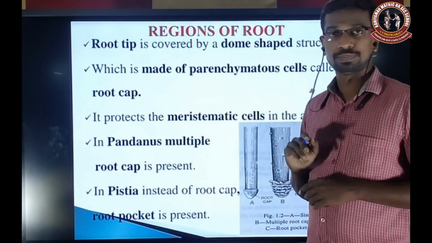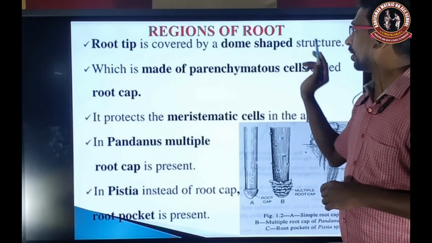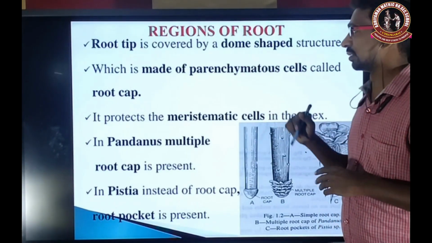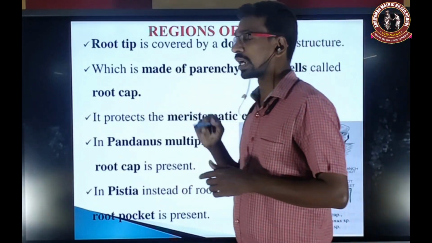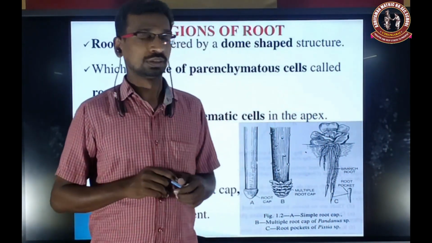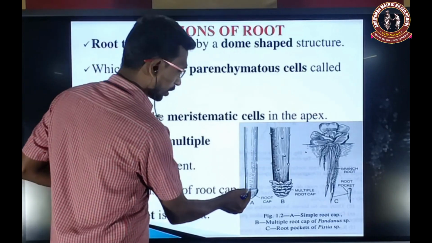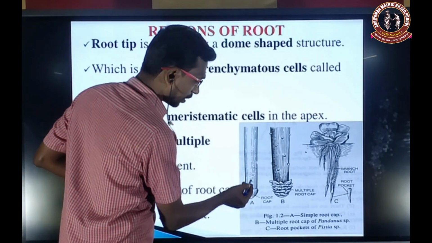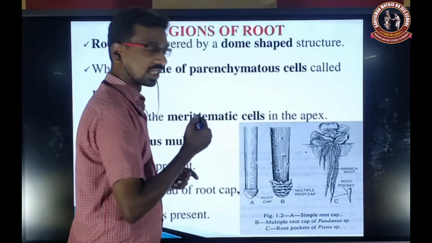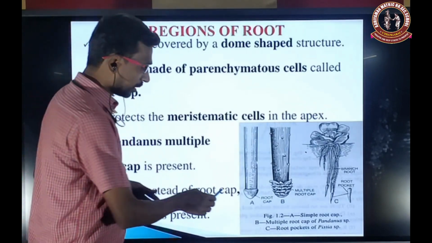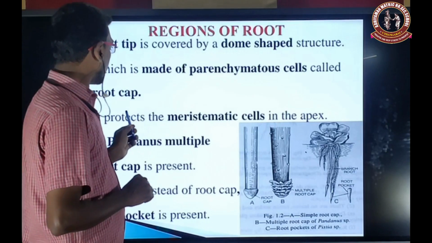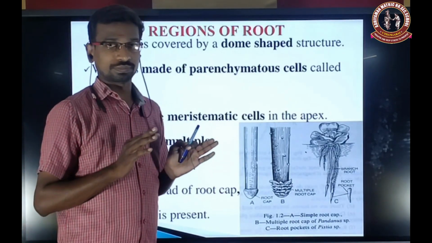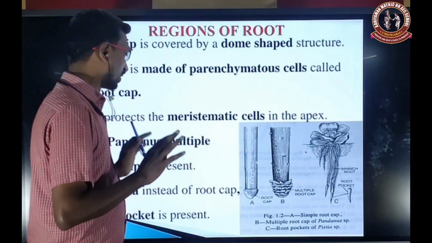The root tip is covered by a dome-shaped structure which is made up of parenchymatous cells that is called the root cap. Here, it's a dome-shaped structure at the root. It protects the meristematic cells in the apex region.